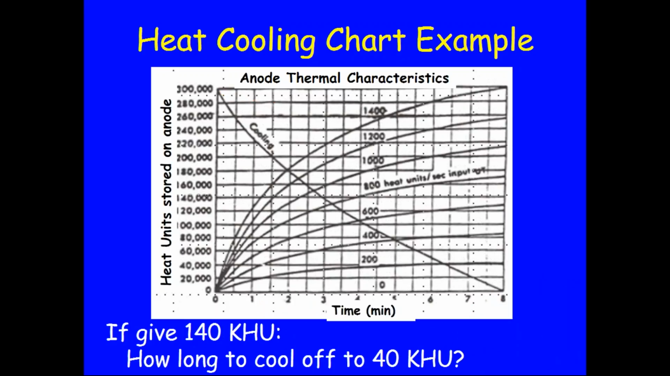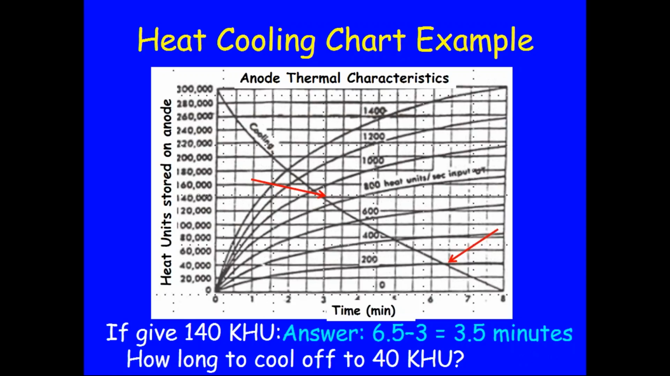How about this one? What if you gave 140,000 heat units? How long to cool off to 40? Well, you start out at 140. Let's identify 140, where it crosses the curve. There's 140. And then you got to go to 40. Well, where is 40? There's 40. And so now you're going to go from 3 to 6.5, or putting it the other way around, 6.5 to 3. And that's an interval of 3.5 minutes.